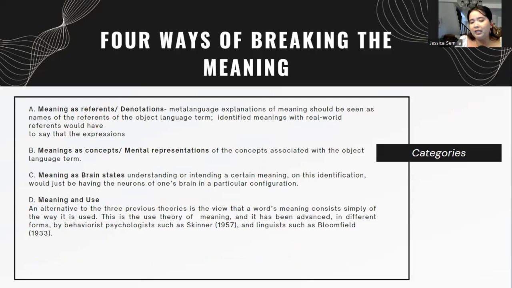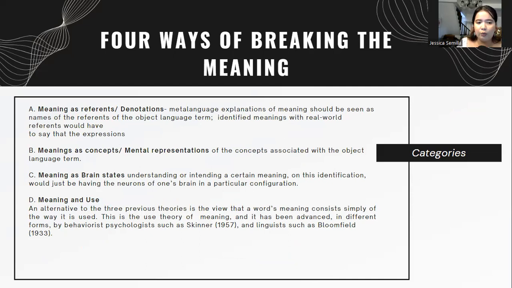So we have four different ways of breaking the meaning. Of course, first one is meaning as referent or denotation. Second one is meaning as concept. Third one is meaning as brain states. And the fourth one is about meaning and use. Now, what do you mean by meaning as referent or denotation? So for example, one word, when you try to search it in the dictionary, this is the particular concept of it. This is something you can refer to. That is what you mean by meaning as referent.